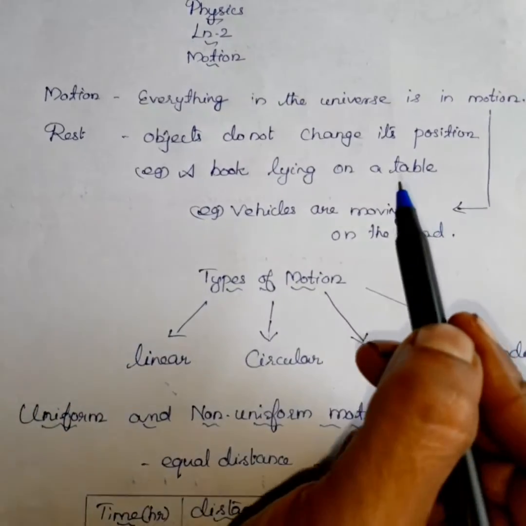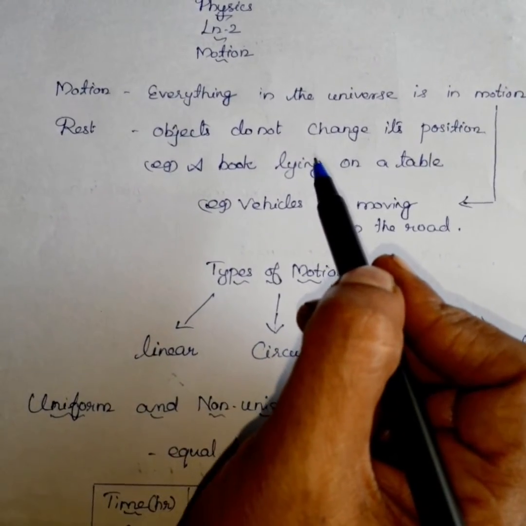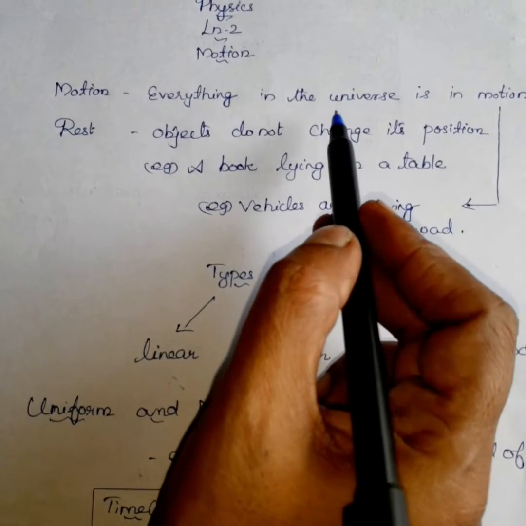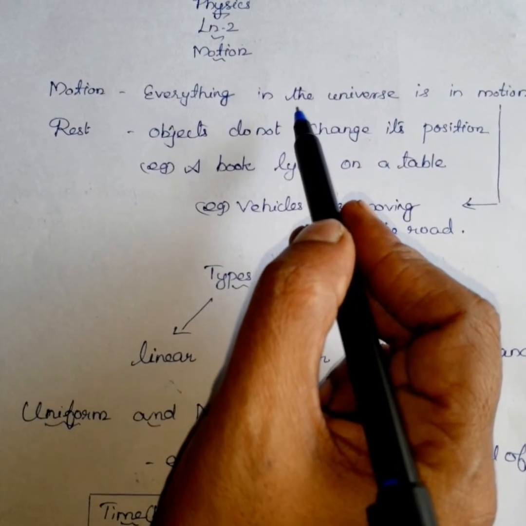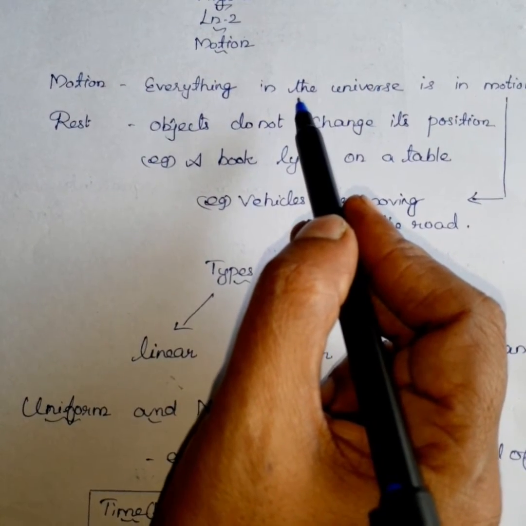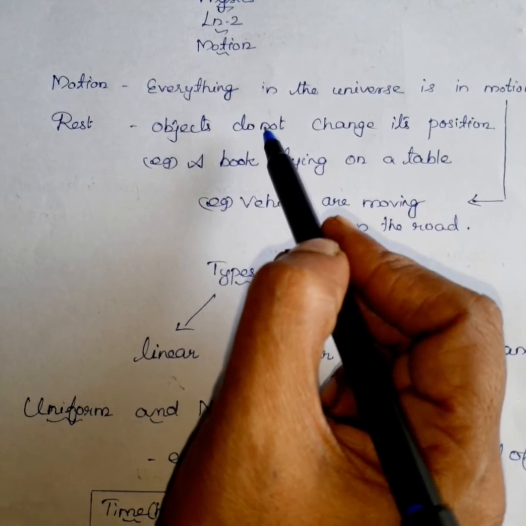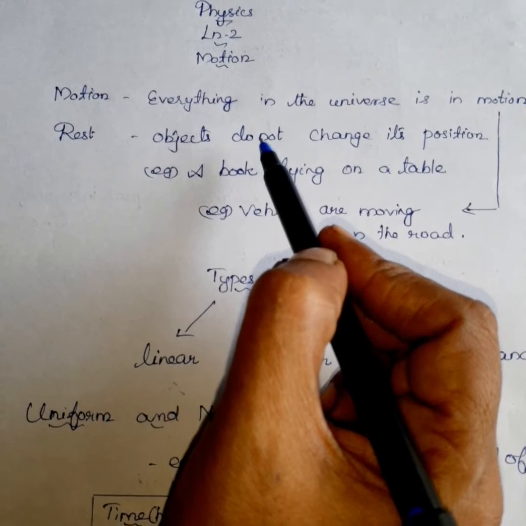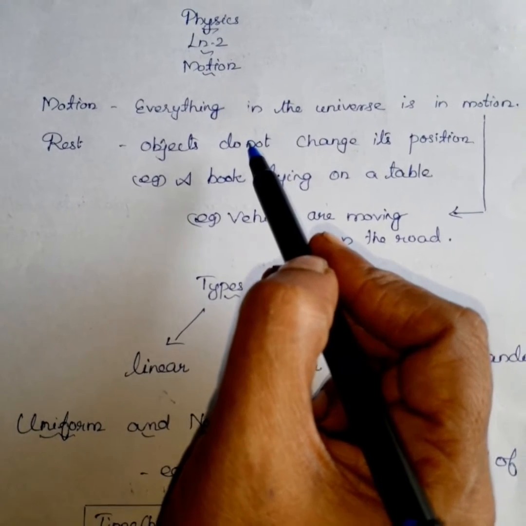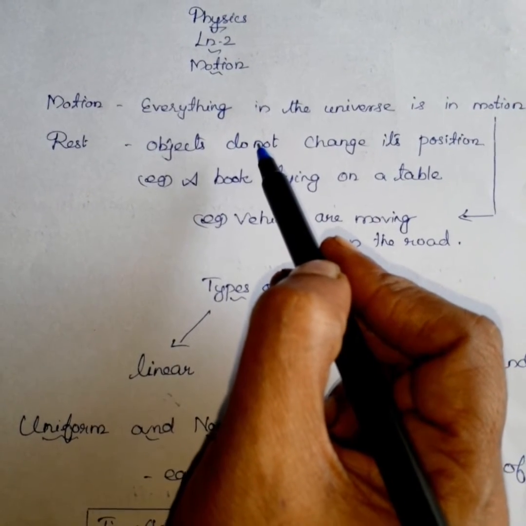Next, everything in the universe is in motion. But some objects appear to be at rest. In fact, all objects are moving, because the earth is moving around the sun.